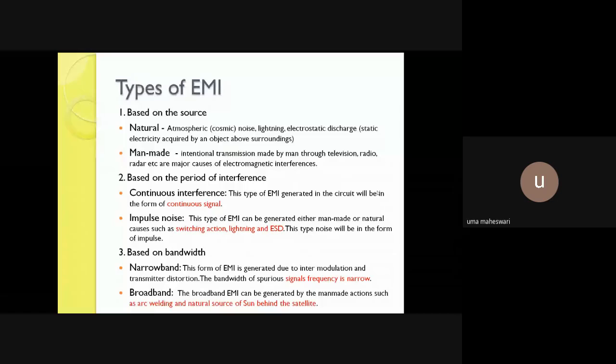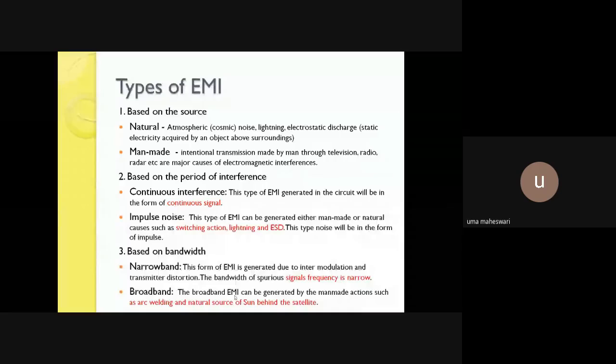So based on the bandwidth, we can have narrow band or broadband. Narrow band has a signal frequency which is very narrow. So it is opposite to the broadband. Broadband EMIs are generated mainly by man-made actions such as arc welding, natural resources, and like that.